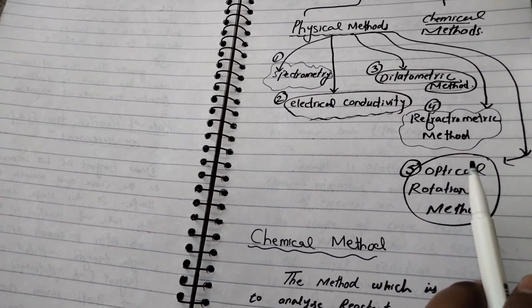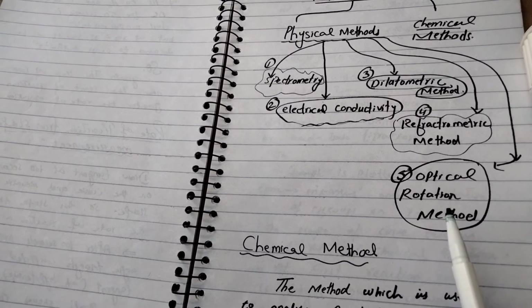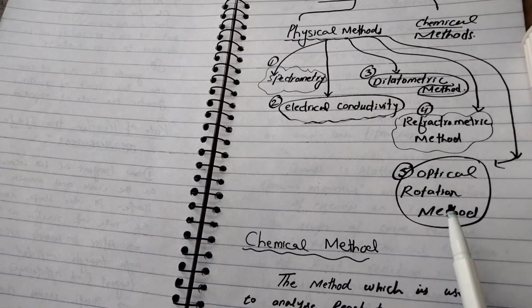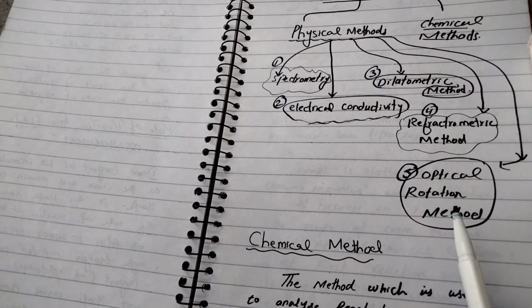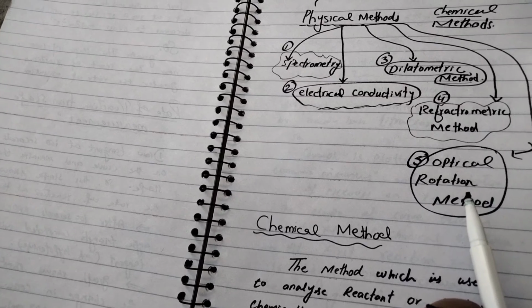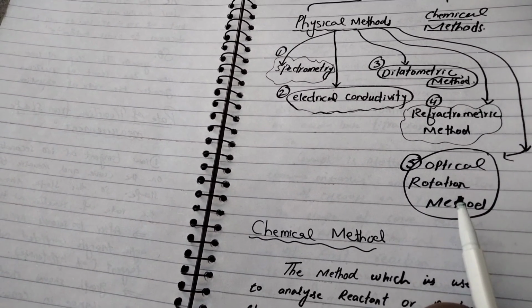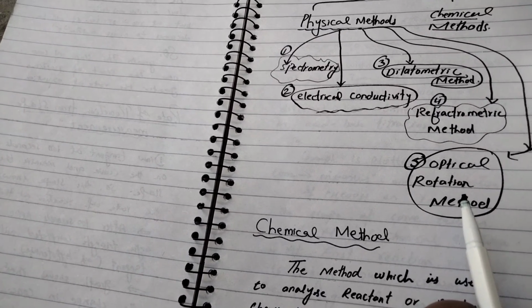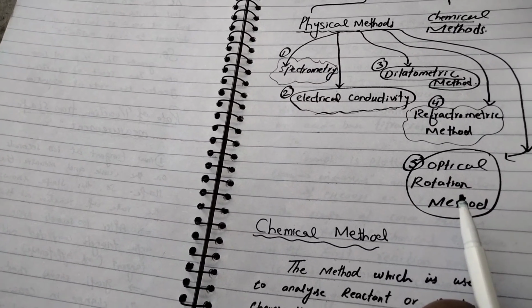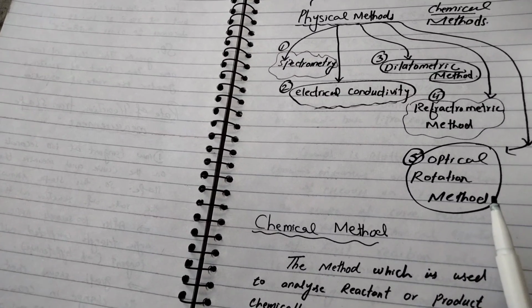Next and last will be the optical rotation method. This method is applicable to only those reactions in which any one of the reactant or product is optically active. Optically active substances rotate the plane polarized light. The extent of rotation determines the concentration of the optically active substance. If any of the species in the reaction mixture is optically active, then this method can be used to find out the rate of chemical reaction.